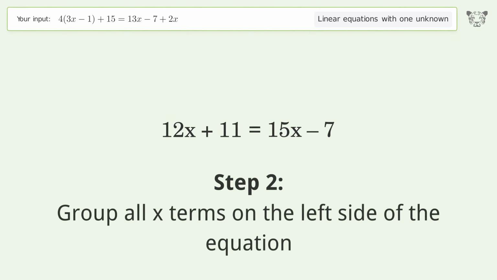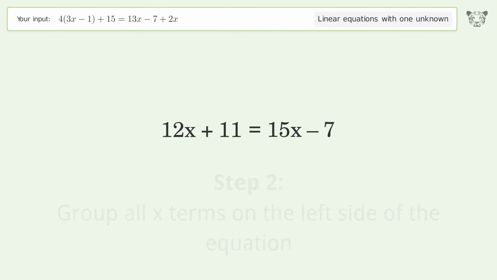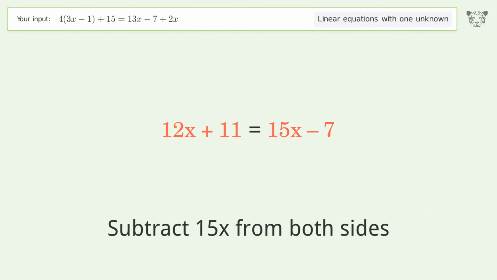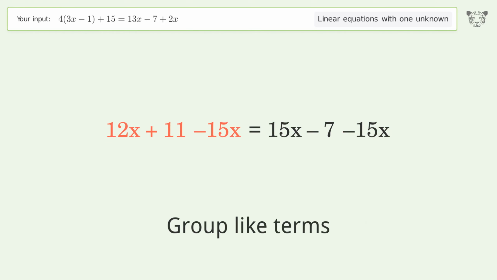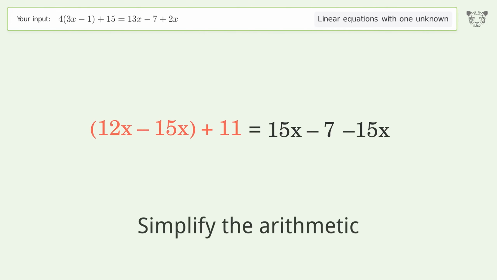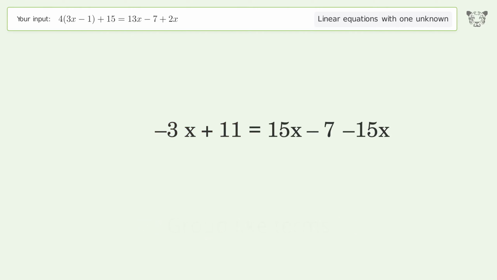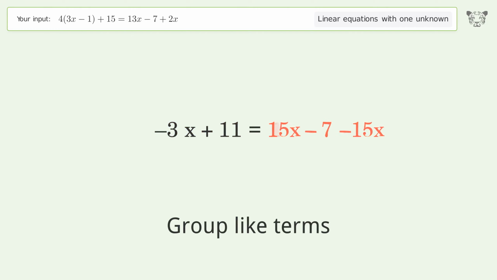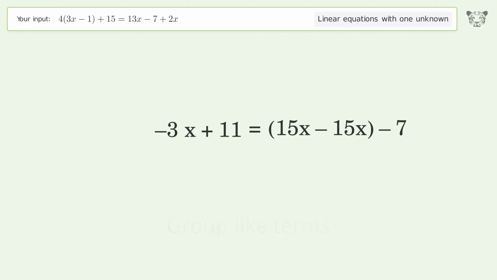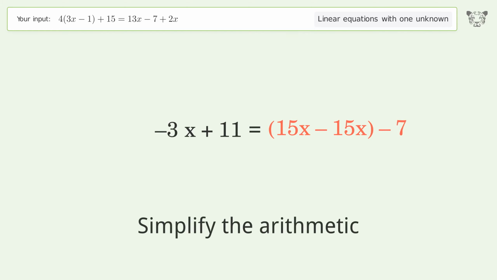Group all x terms on the left side of the equation. Subtract 15x from both sides. Group like terms. Simplify the arithmetic. Group like terms. Simplify the arithmetic.